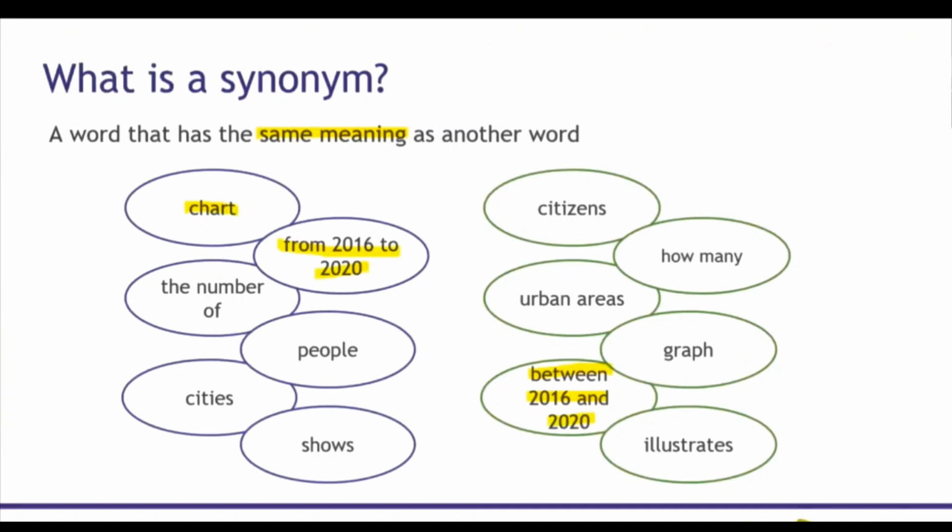Okay, so hopefully you chose the word graph. We can say a chart, we can say a graph. They are synonyms of each other. Next, look at the next question below this video on your screen. You will see the number of. I'd like you to have a look, please, and select the correct option.